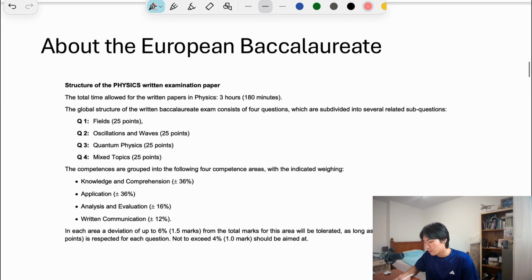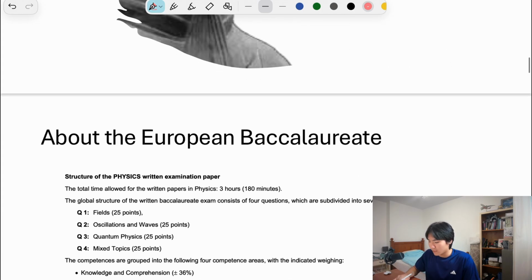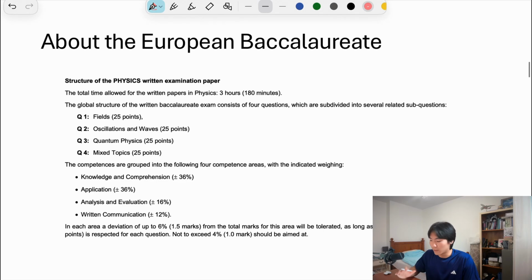So, going on this topic, let's learn about what the European Baccalaureate is actually graded on and what it is based on, because I think it's always good to know what each exam covers, so that when you go into the exam, you're not surprised that there is this topic that it is graded on this factor, right?